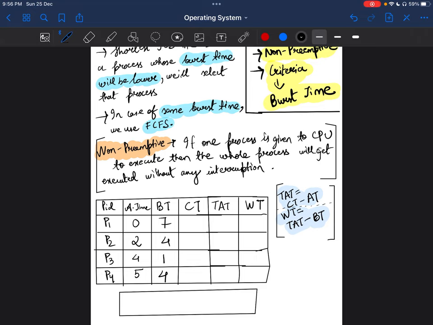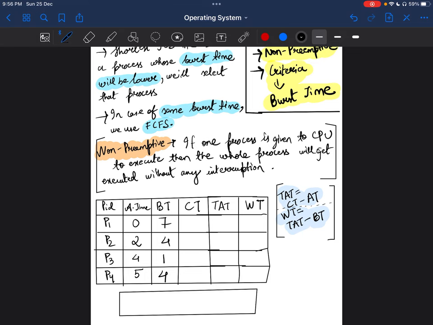So we'll first write the PID, which should be given in the question. The arrival time should also be given, and the burst time will be given. You have to find the completion time, turnaround time, and the waiting time. In questions, it will mostly ask you to draw the Gantt chart and to calculate the average waiting time and the average turnaround time.